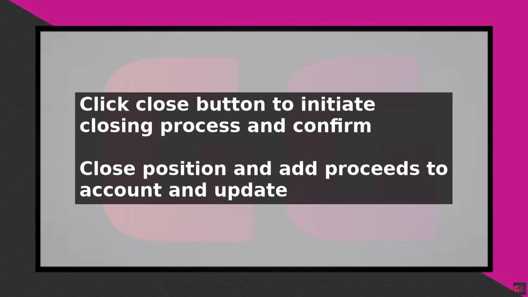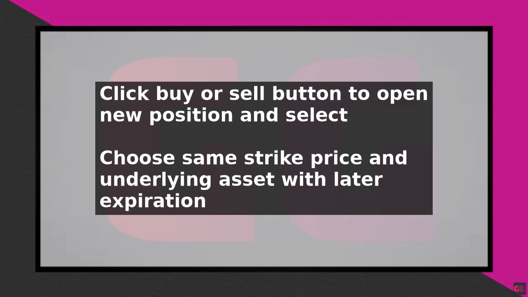Now, to roll the option, click on the Buy or Sell button to open a new position. Select the same strike price and underlying asset as the original position, but choose a later expiration date. Webull will display the available expiration dates and the corresponding option prices.